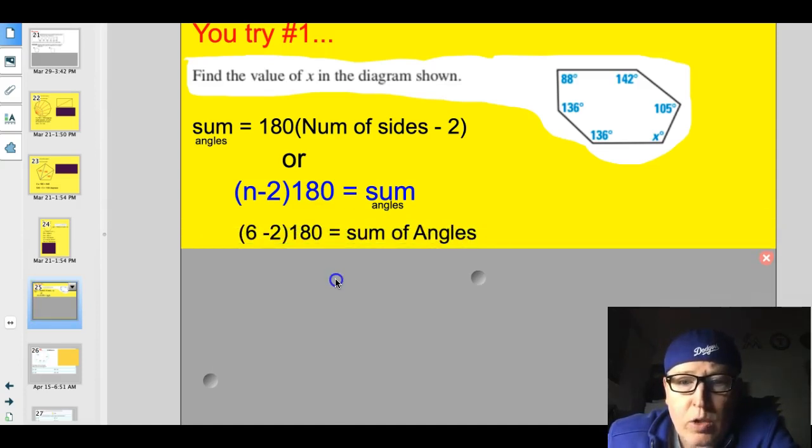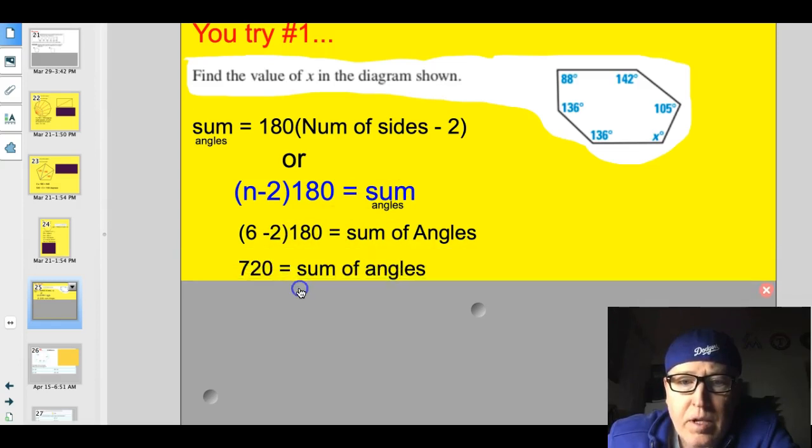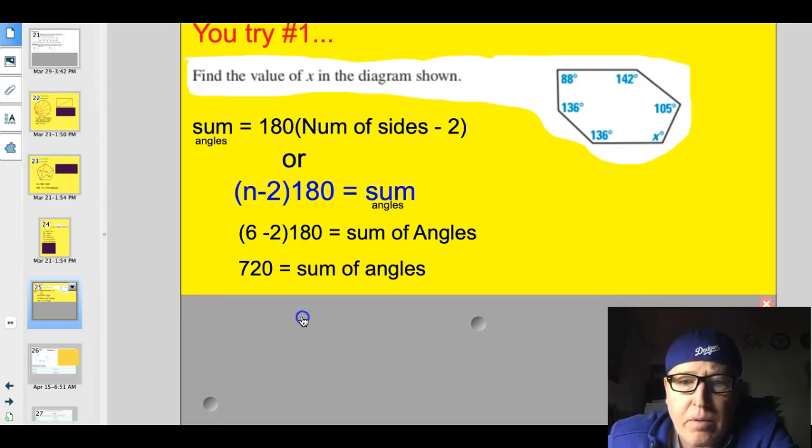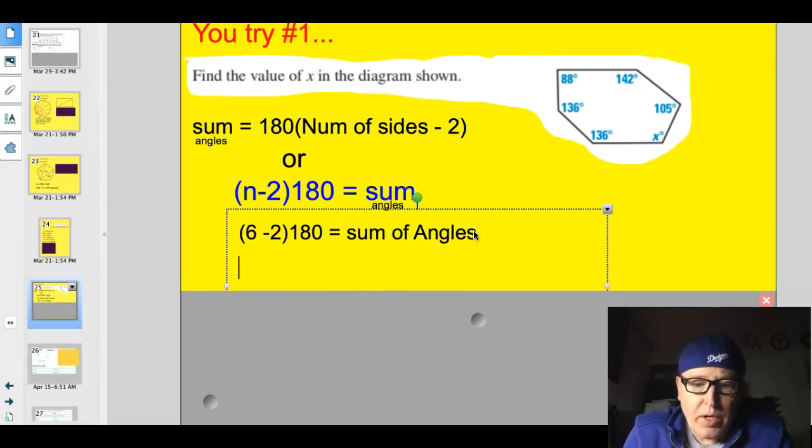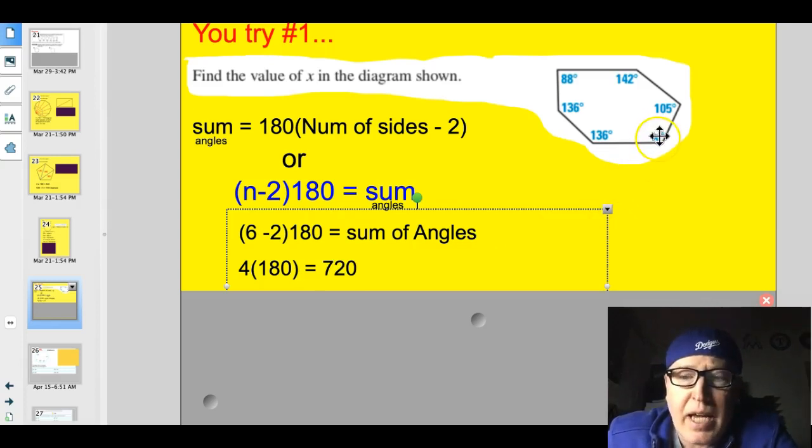Well, this is not a regular one. We can tell that because all the sides and angles aren't the same. But I can still take the 6 sides and subtract 2, which is 4. And I can multiply that times 180, and I'm going to get 720. Okay? And insert one step here that I kind of skipped over, I guess. 4 times 180 equals the 720 degrees.